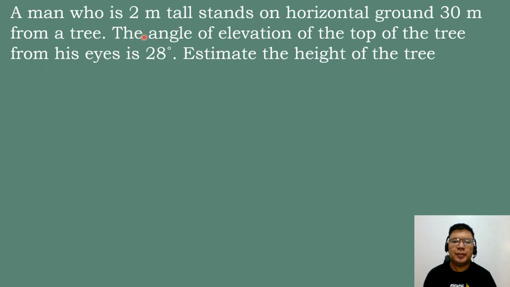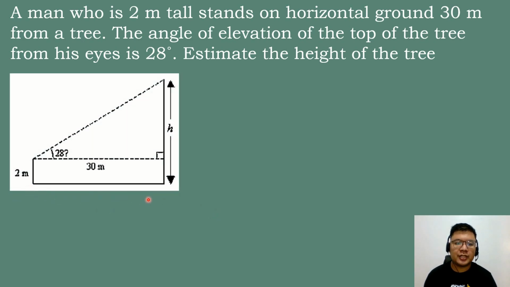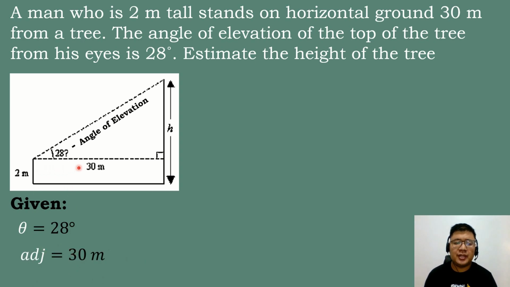A man who is 2 meters tall stands on horizontal ground 30 meters from a tree. The angle of elevation of the top of the tree from his eyes is 28 degrees. Estimate the height of the tree. So the first step is we need to draw a sketch of the situation. So this will be the sketch of the situation, and let's identify the given. So the given here is the angle of elevation, which is the reference angle, which is equal to 28 degrees. And then the adjacent side is the distance between the man and the tree, which is equal to 30 meters.